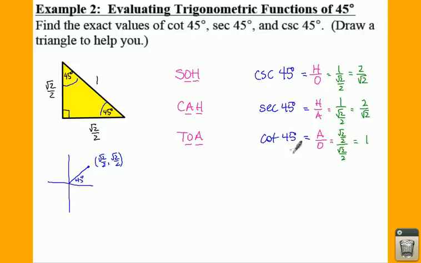So your exact values, and remember we must leave them as exact, you leave them as fractions with radicals. If you round and you find decimals, those are not exact. So do not find a rounded answer. You need to find the exact value.